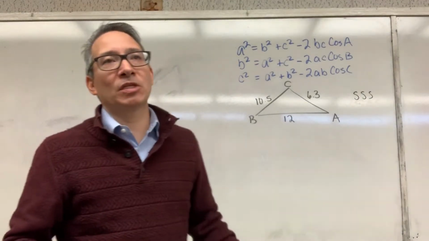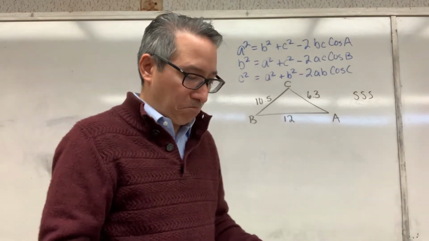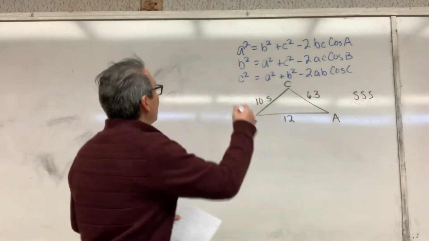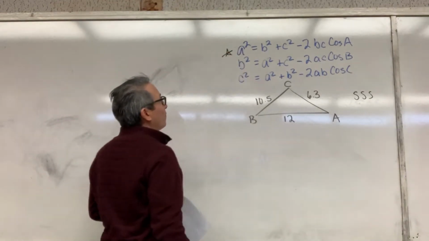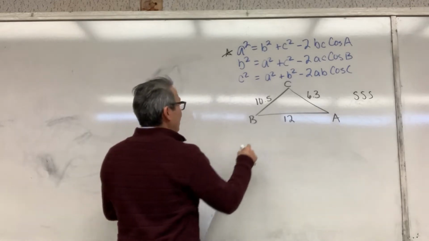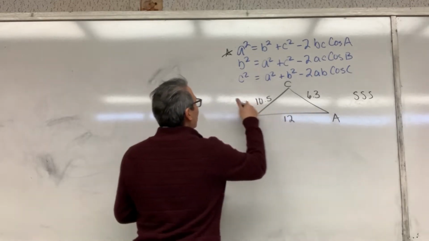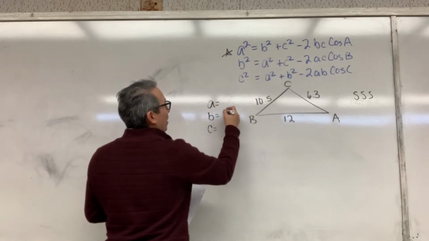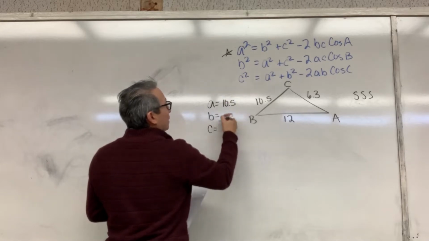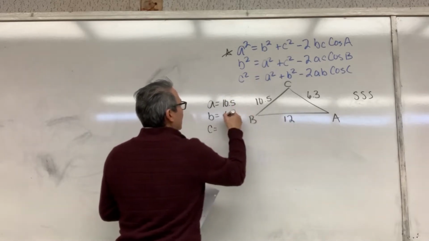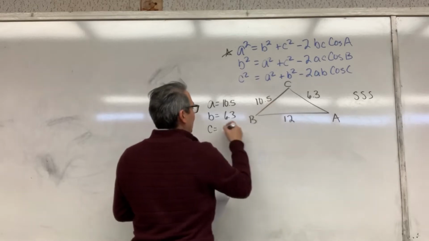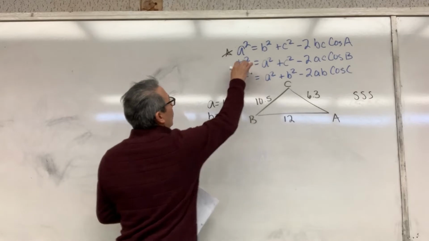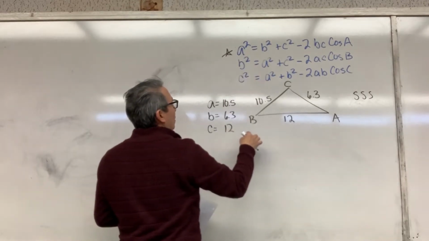In my example, I'm going to solve for angle A first. So I'm going to use this one first to solve for angle A. And because we do know what little a is, let's identify who we have. We have little a is 10.5, little b is 6.3, and little c is 12. And we don't know any of the angles, so we'll skip that. So we'll use this to begin our solution.